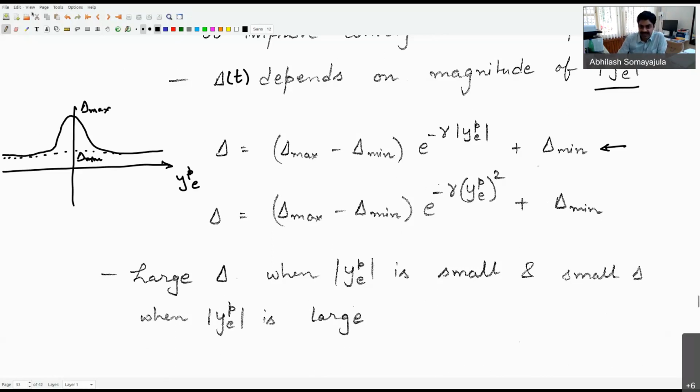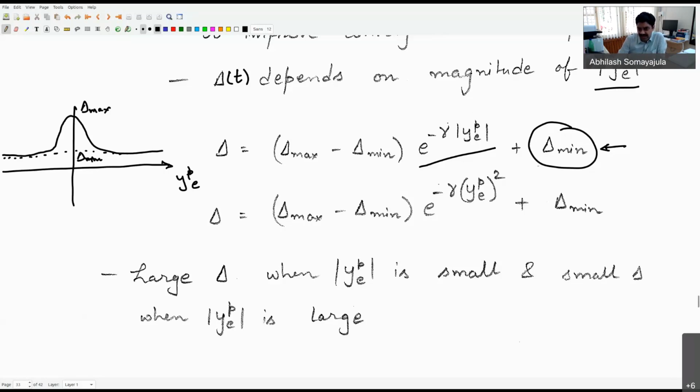As you see that as y_pe increases, this term goes to 0. So what you're left with is delta minimum. But when y_pe is 0, then you actually have delta maximum as the value which comes out of it. Okay. It's not very hard to see this function is actually varying between delta minimum and delta maximum.